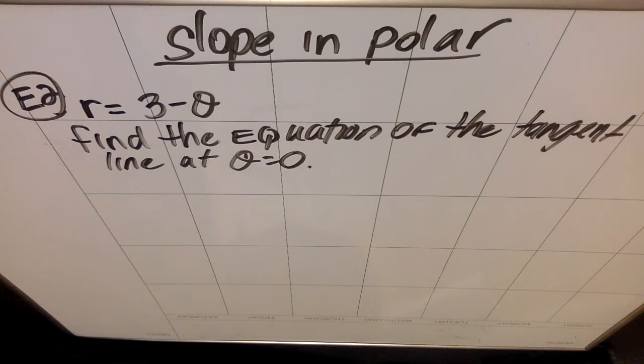Alright, we're going to do another example. Slope in polar, example 2. Given that r equals 3 minus theta, find the equation of the tangent line at theta equals 0.